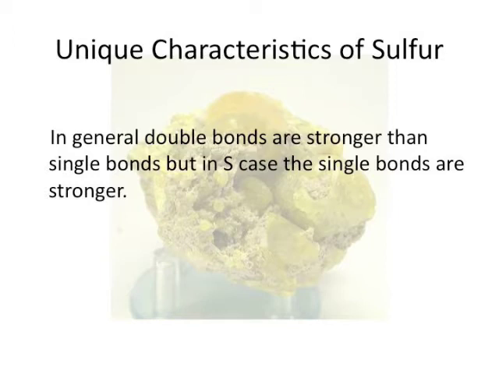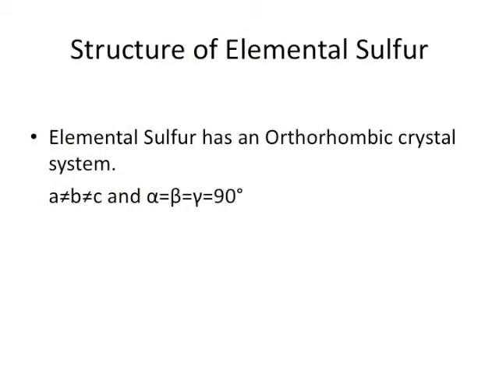Unique characteristics of sulfur. In general, as you know, double bonds are stronger than single bonds, but in sulfur, its single bonds are much stronger than its double bonds. Elemental sulfur has an orthorhombic crystal system where A is not equal to B and B is not equal to C, and alpha, beta, and gamma are equal to 90 degrees. The following videos will demonstrate this better.